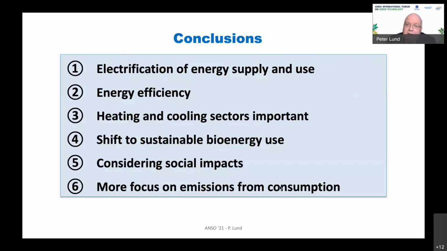But also then take up on the agenda some systemic issues, systems questions. For instance, the sustainability of bioenergy in the future, because bioenergy plays an important role, but we need to look more carefully at its sustainability. We need to look also at social impacts, and finally, as said before here, let's also have some more understanding about consumption, that our emissions are also emitted in other countries, so to say, because of our consumption.